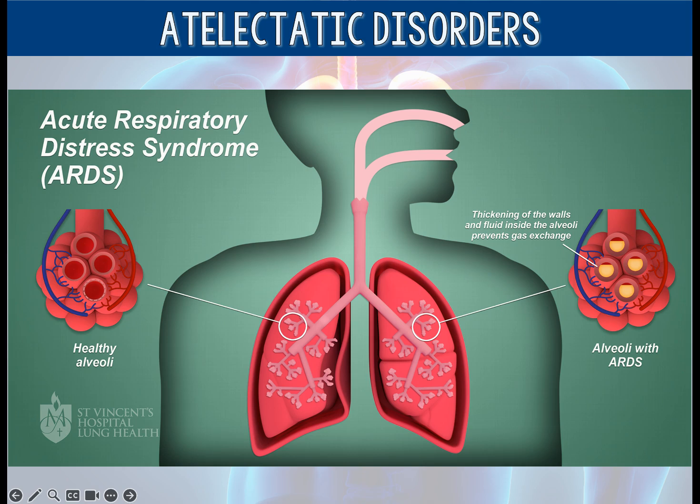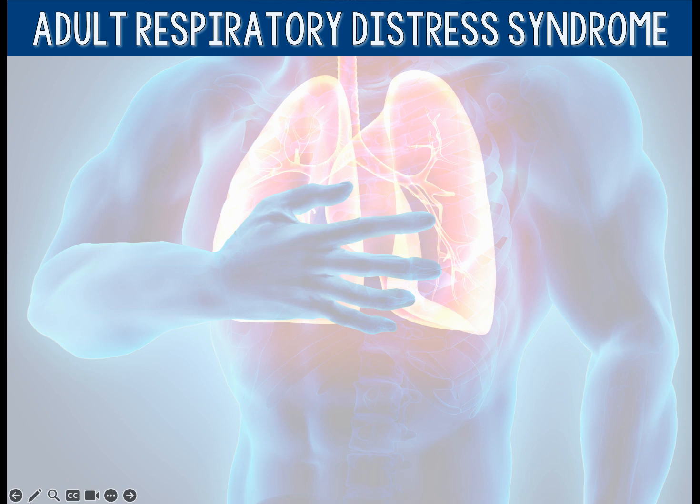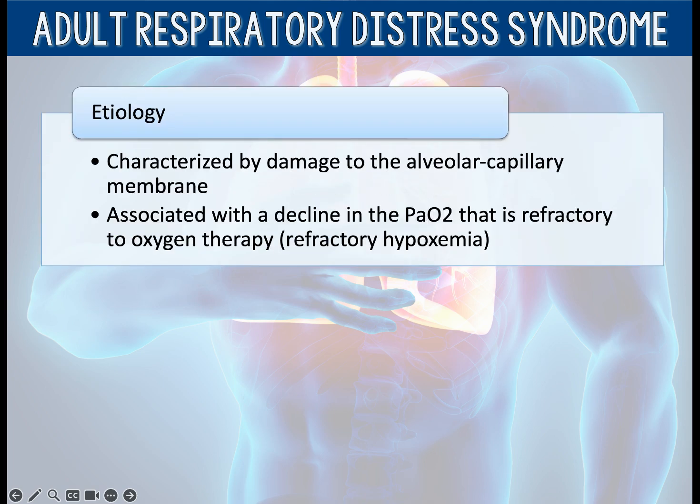Another thing to look at is acute respiratory distress syndrome, and I think I mentioned in the last slide that COVID-19 can end up in it, and actually we had a lot of patients die of ARDS from COVID. So what is it exactly? It's characterized by damage to the alveolar capillary membrane. It's associated with a decline in the PaO2 that is refractory to oxygen therapy. What does refractory mean? It's just that you can flood these patients with so much oxygen, it doesn't do anything. So that is called refractory hypoxemia.